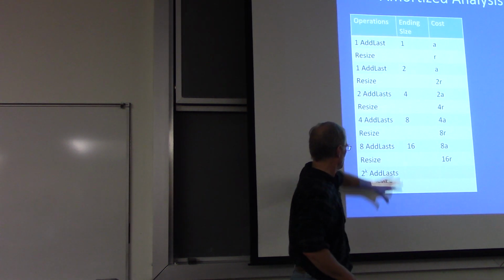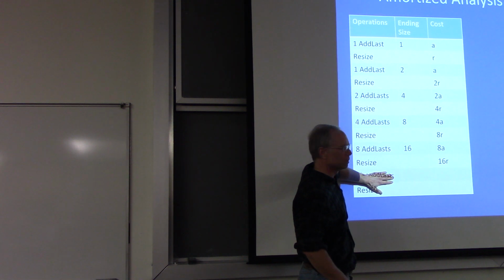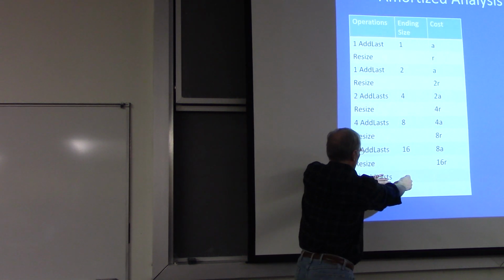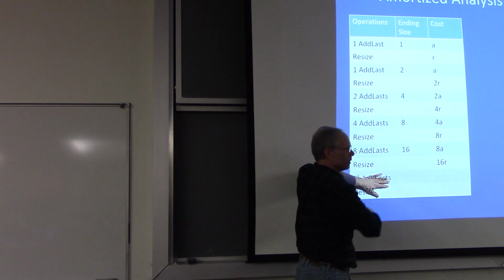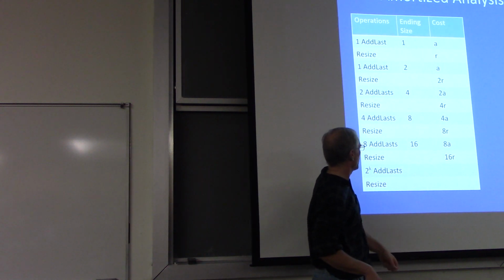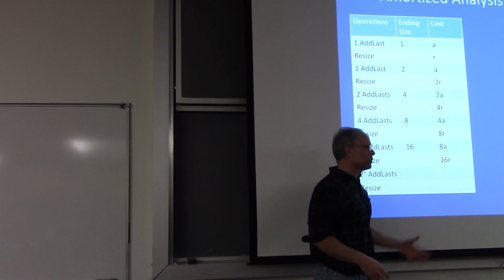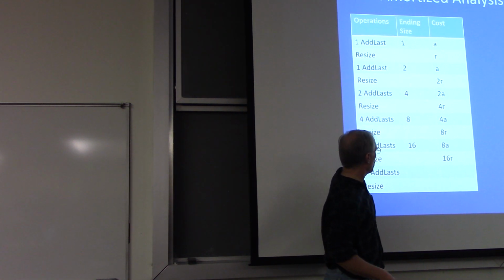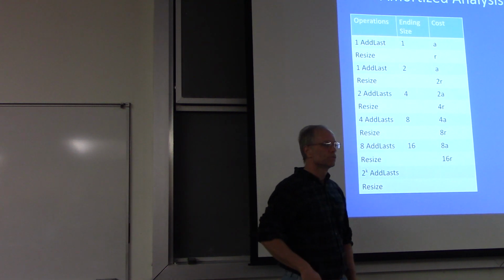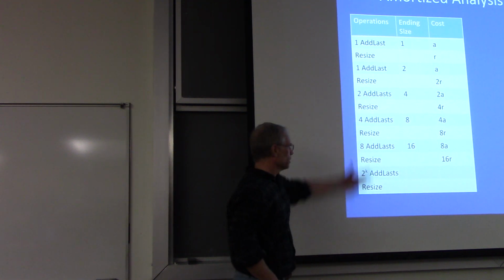If this weren't here, what would be the next row in the table? It would come down to 32. How many add lasts would be required to get to 32? 16. What would be the cost of those 16 add lasts? 16A. And what about the copying cost? 32R. Okay? So the pattern continues.